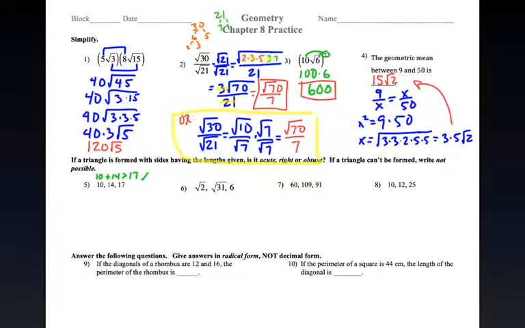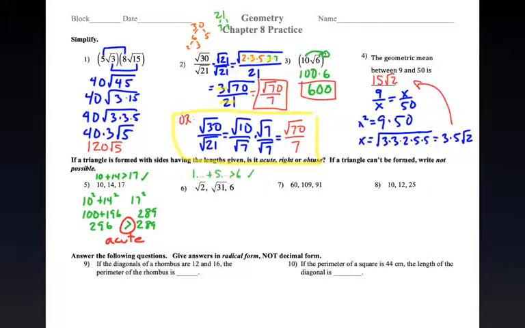On number 5, to determine what type of triangle you get from 3 lengths, you first need to make sure you can make a triangle. 10 plus 14 is greater than 17. Yep, we can make a triangle. So, what type of triangle is it? Now we do the Pythagorean theorem. 10 squared plus 14 squared. How does that compare to 17 squared? Well, 296 is greater than 289. So the c squared is smaller. That's acute.